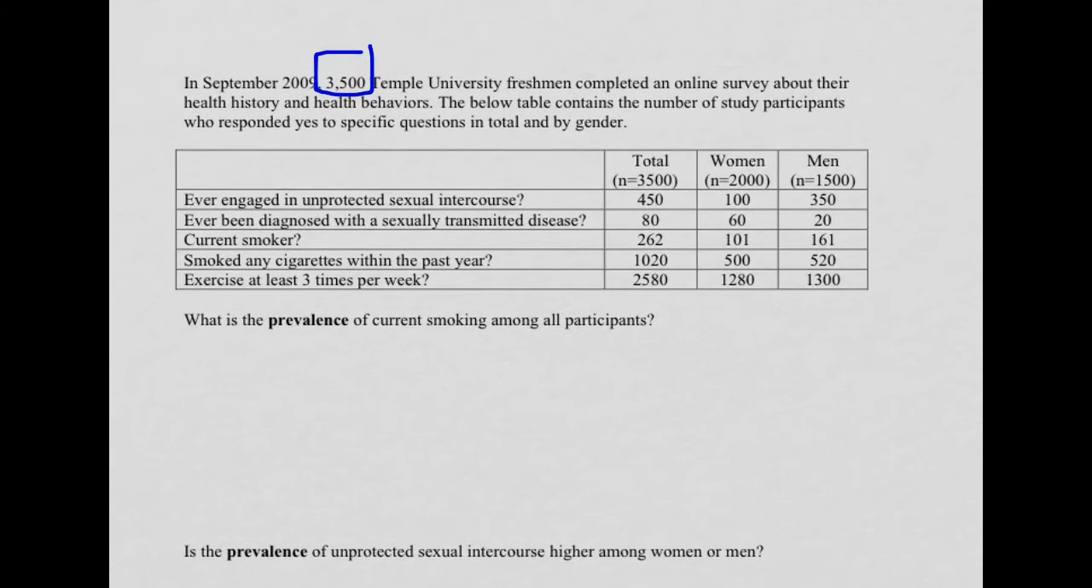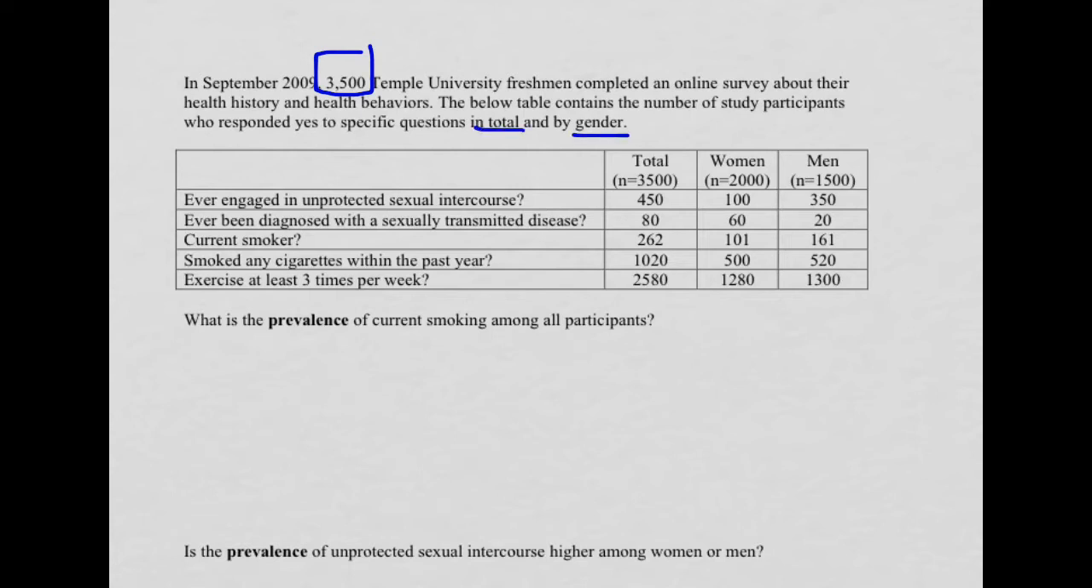All right, so we're going to start with our prevalence example. So always start by reading the question. There's obviously essential information in the question. So here we see that in September 2009, 3,500 Temple University freshmen completed an online survey about their health history and health behavior. So I'm just going to make it bigger. The below table contains the number of study participants who responded yes to specific questions in total and by gender.